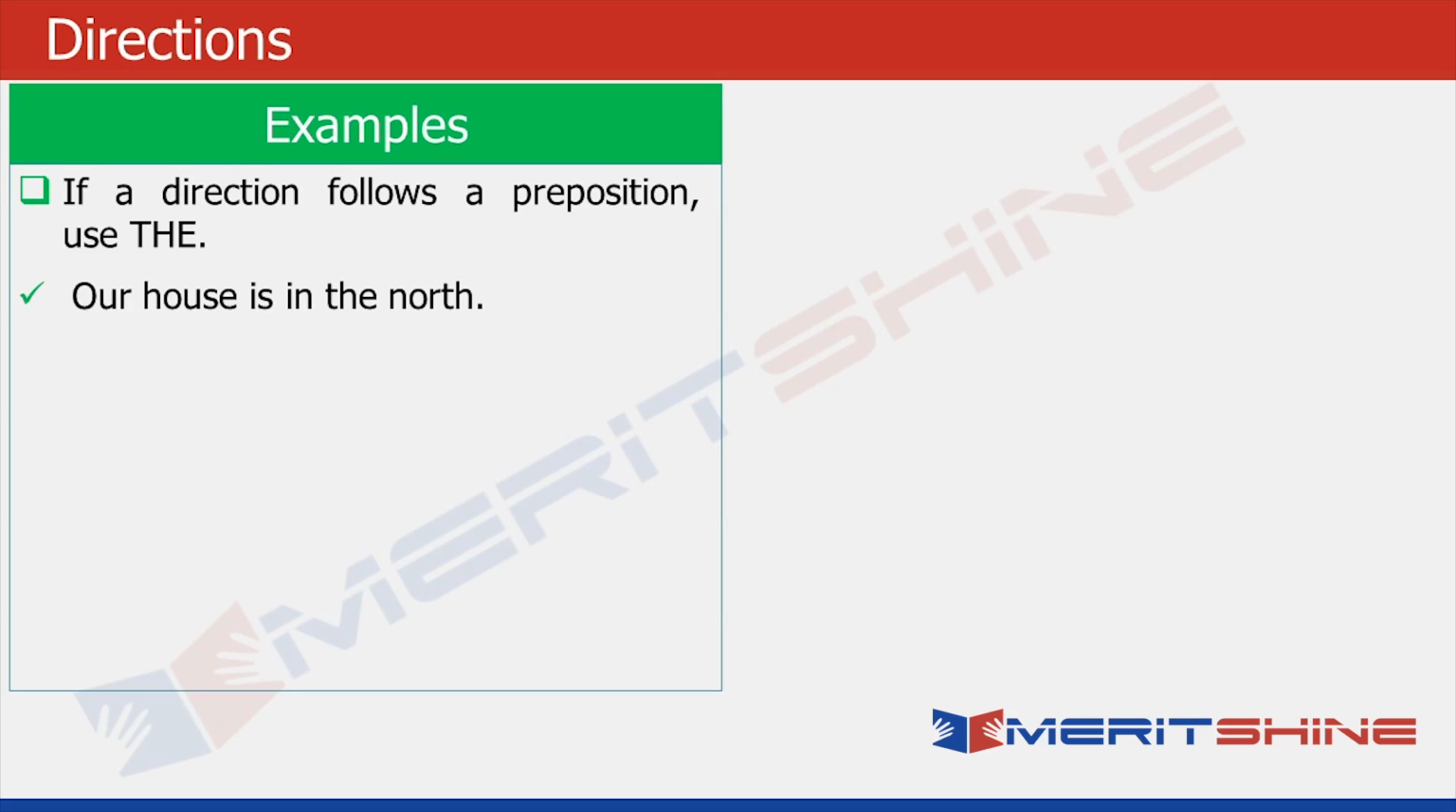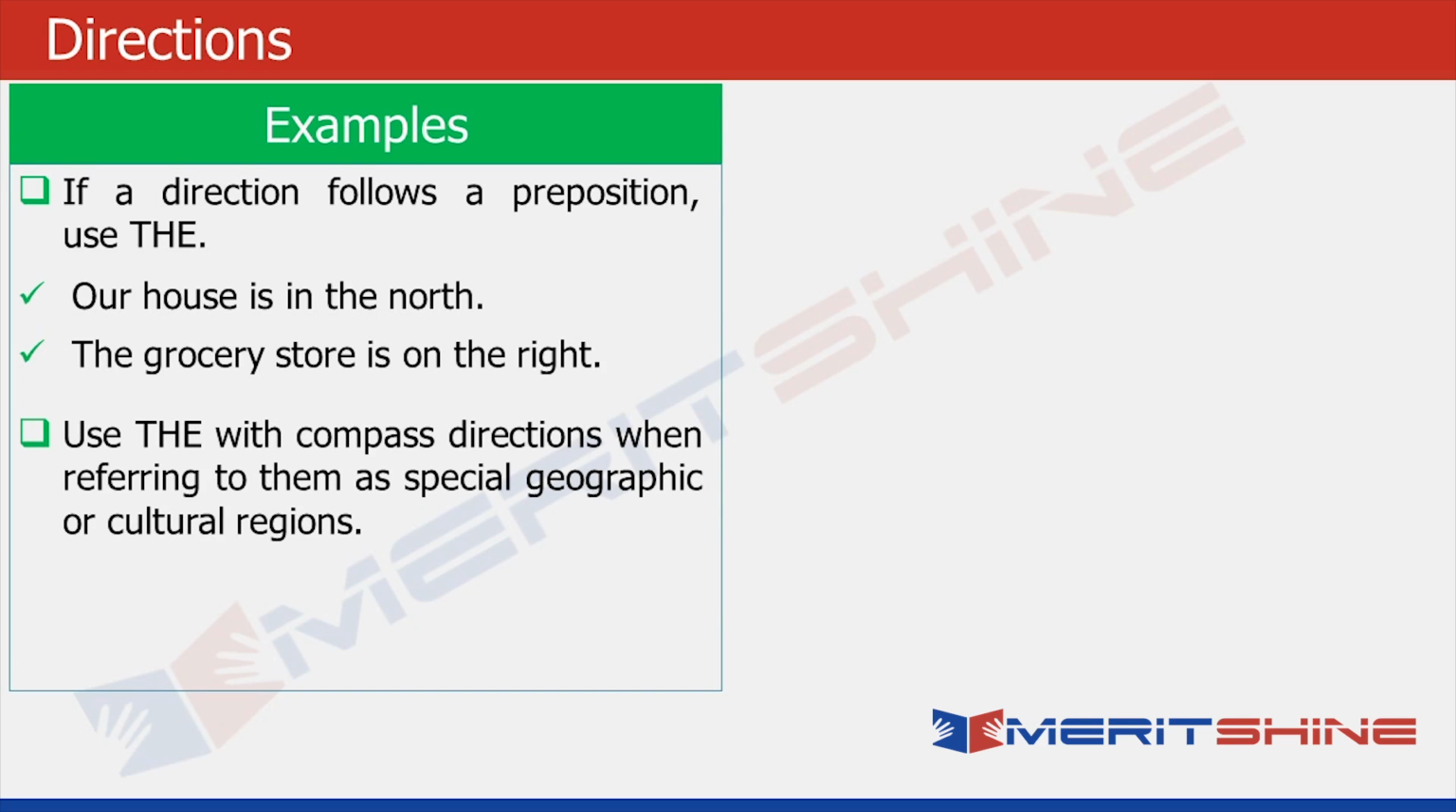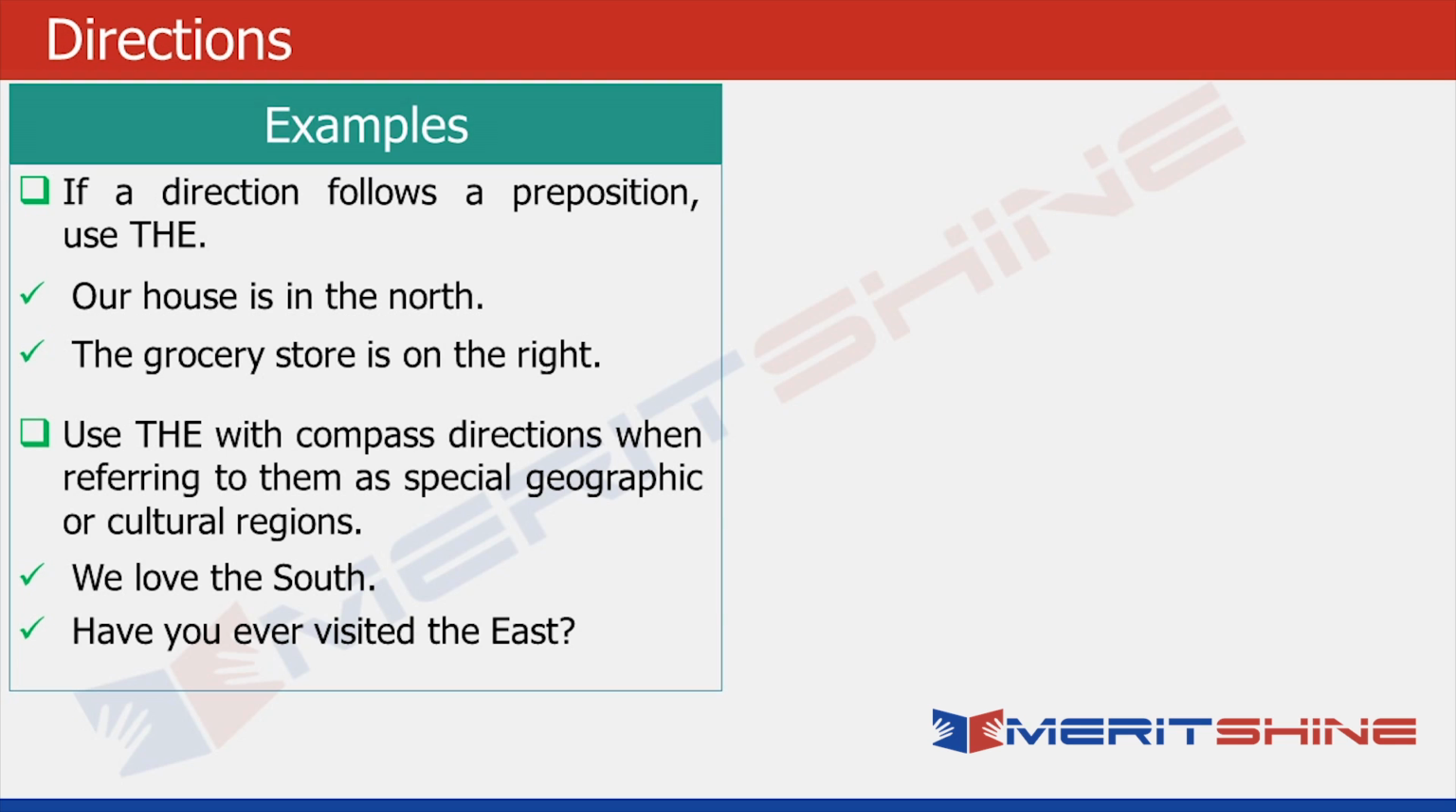Our house is in the north. The grocery store is on the right. Also, we use the with compass directions when referring to them as special geographic or cultural regions, such as we love the south. Have you ever visited the east?